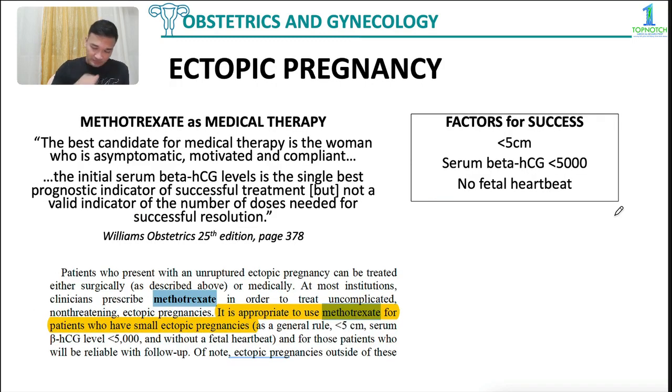Why? Kasi, yung mga patients na pwede mong i-medical management with methotrexate na patients na ectopic pregnancy, as a general rule, meron lang tatlo. Pag present itong tatlong to, okay? Less than 5 cm. Okay, less than 5 cm. And then, serum beta-HCG level na less than 5,000. And walang fetal heartbeat. Sila yung pwede mong bigyan ng methotrexate as a medical management for ectopic pregnancy.